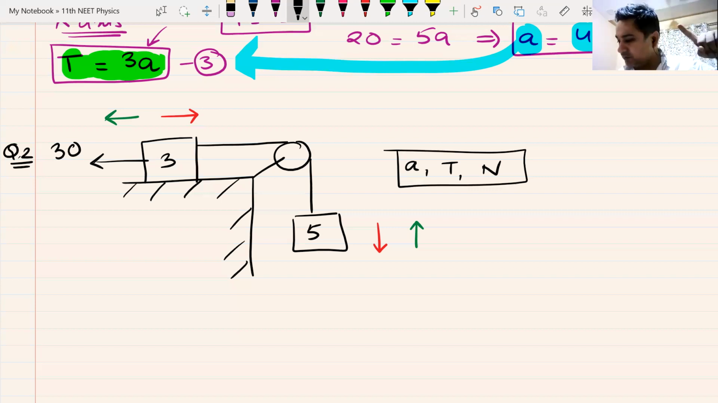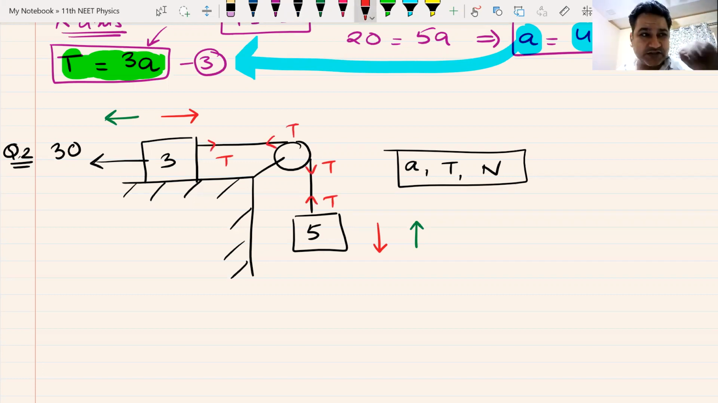Step number 1, draw a sketch. Sketch is there. Step number 2, isolate the bodies. They are also already isolated. Step number 3, draw free body diagram. Let us start with the free body diagram. Let me start with the tension, only one string. So T, T, T, and T. I've drawn the tension.